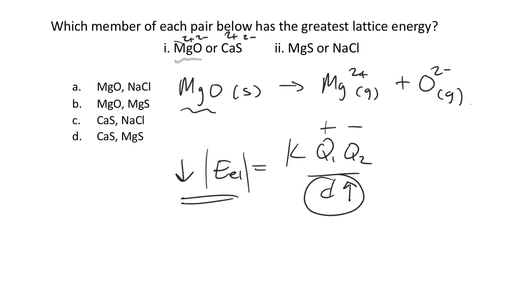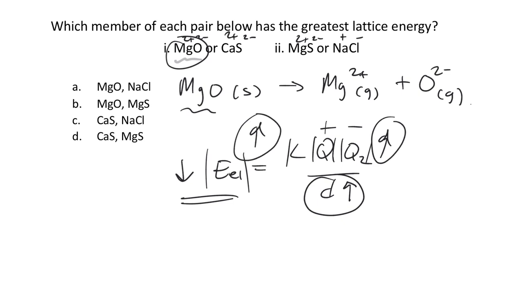So the greater lattice energy would be for MgO in group 1. And in group 2, we're comparing 2 plus 2 minus with plus minuses. And of course, higher magnitudes of charge. If we increase the magnitudes of charge here, we're going to increase the magnitude of the energy of attractive forces. So having greater charged ions gives us a greater lattice energy. So MgO and MgS would be our answers here.